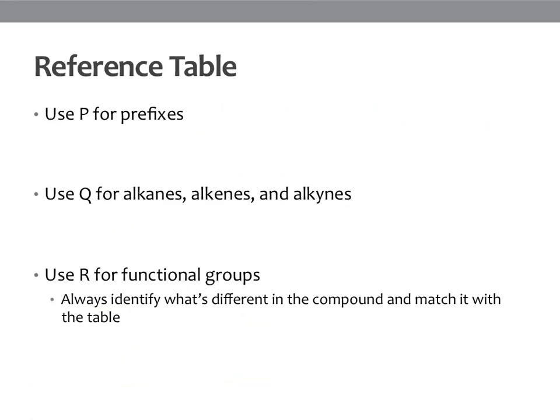And that brings us to the end of this video, where basically the reference table will be your best friend for this organic chemistry quiz. You need to use Table P for prefixes, Table Q for knowing alkanes, alkenes, and alkynes, and Table R for functional groups. So you'll always need to identify what's different in the compound and then match it with the table.